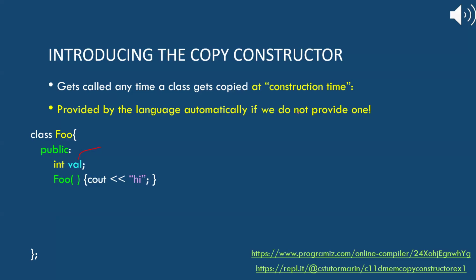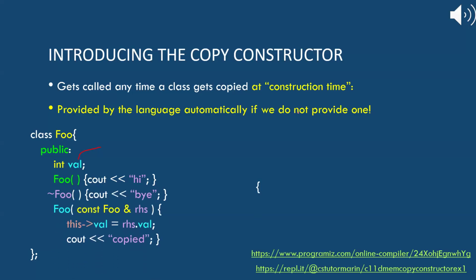But what if I wanted foo to be constructed based on a copy of some other foo? Well, I'd need to do something exactly like this. I'd need to say foo(const foo& RHS). So I'll show you what this RHS is, but it is another copy of foo. And we are not allowed to change that copy, right? But we can steal its value and put it in our own value and print a little message that says, hey, I just copied that, okay? So that is a copy constructor.